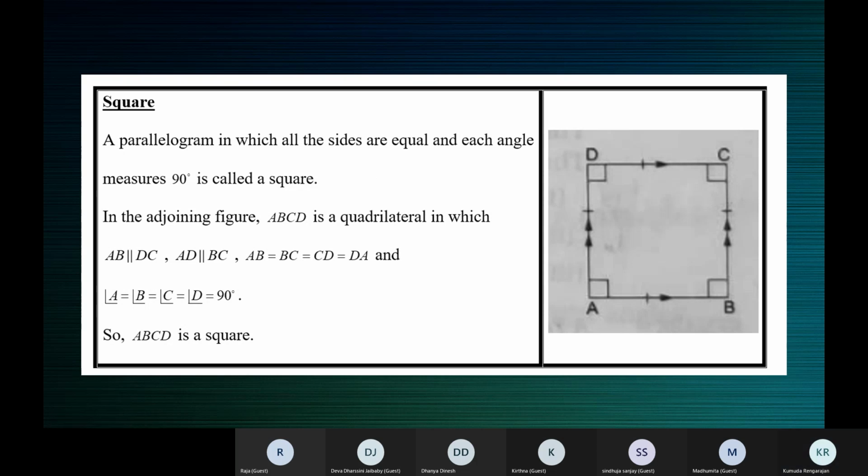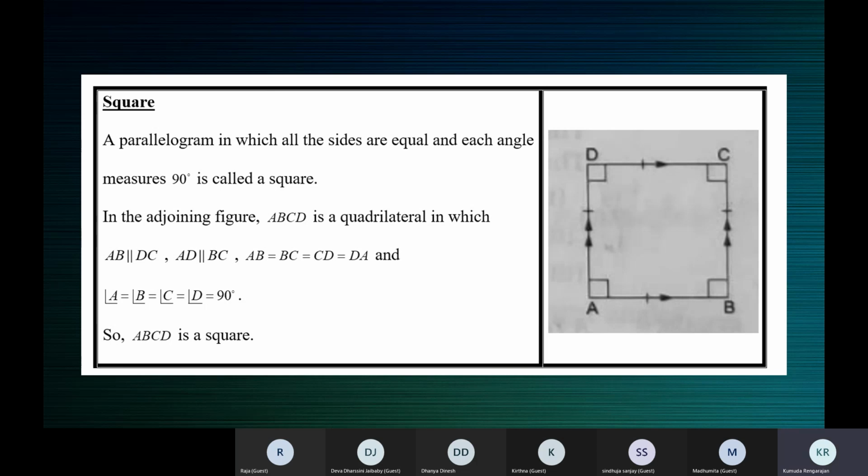Write down the properties of a square, some exclusive properties. Diagonals are equal and bisect each other at right angles. Diagonals are equal here. In a rectangle, diagonals are equal. In a square also, diagonals are equal. Maybe next point you can write diagonals bisect each other at right angles. First point, diagonals are equal.